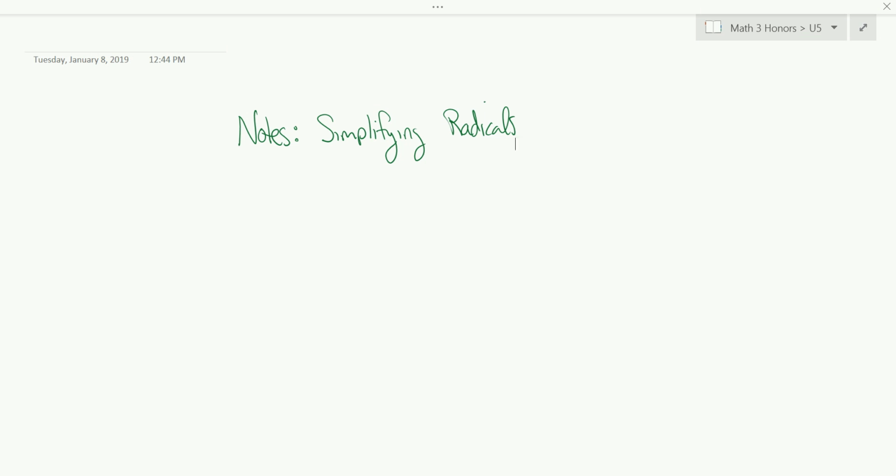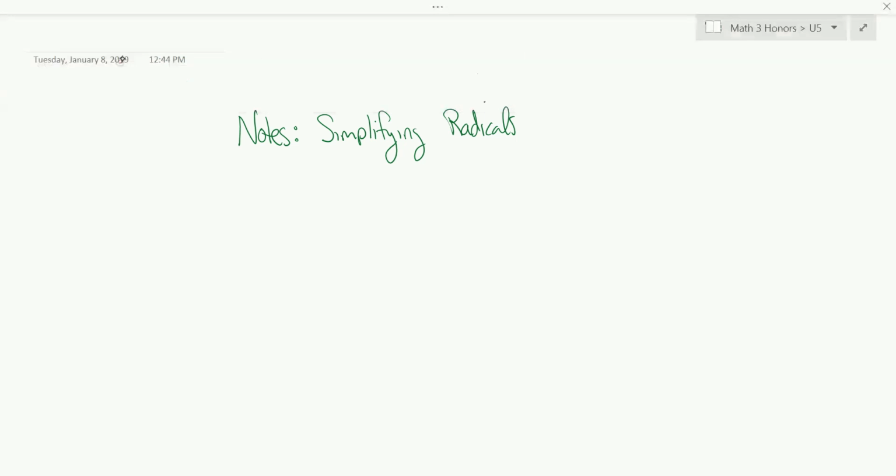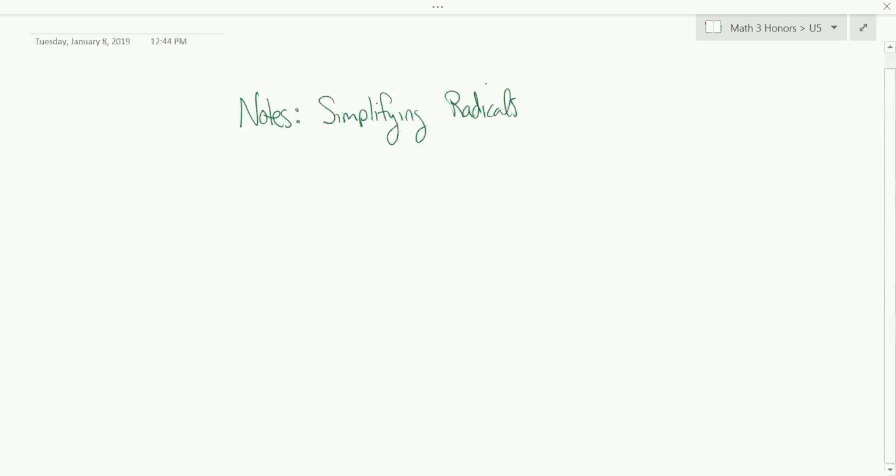All right, so we're going to look at simplifying radicals. Some of this stuff you have done, and some of it will be new. I'm going to start with the older stuff first, just to review with you a little bit. And so we're going to look at 3 problems side by side.